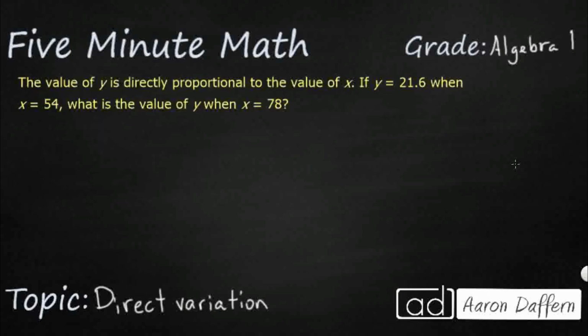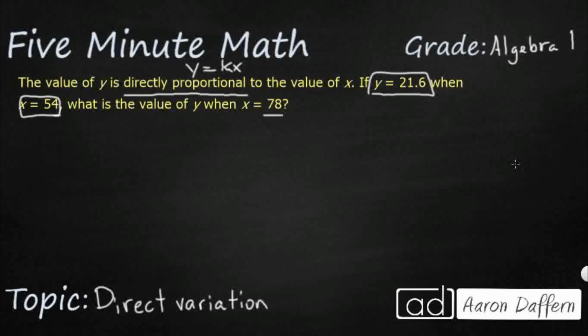So let's look at how we can use this in an example. The value of y is directly proportional, so they're letting you know in the word problem that we are going to use direct proportionality, y equals kx, directly proportional to the value of x, and then they're going to give you a few points. If y equals 21.6 when x equals 54, then we need to find the value of y when x equals 78.